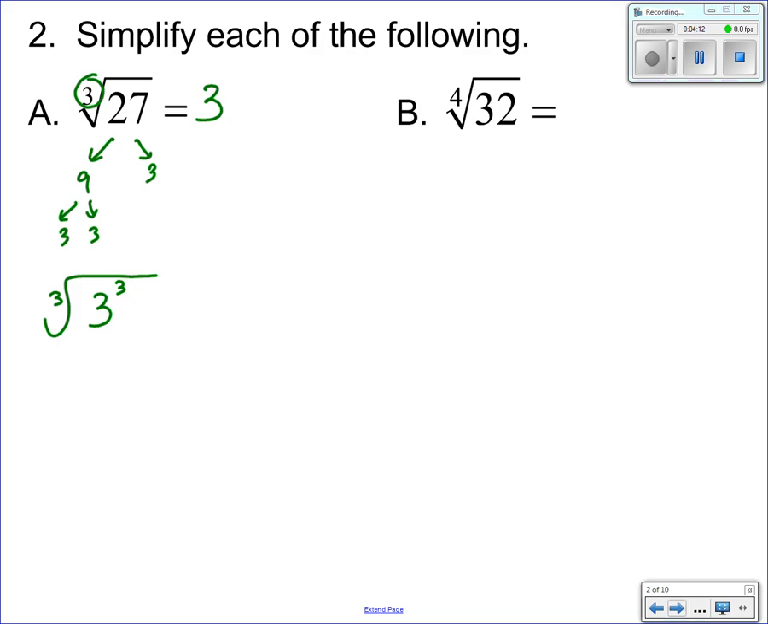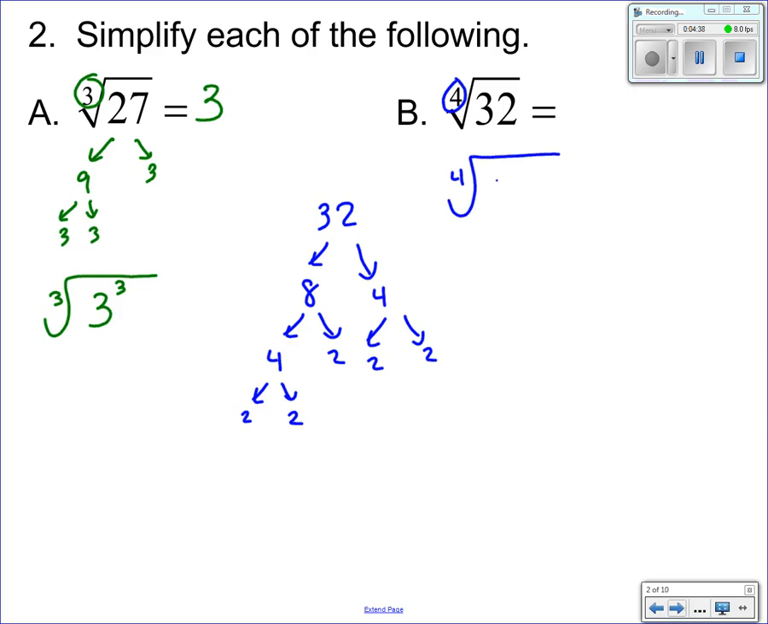Here, I need 4 of the same thing. I need something to the 4th power that's going to multiply to be 32. Well, let's break 32 down. 32 is 8 times 4. 8 is 4 times 2. 4 is 2 times 2. So 32 is 2 to the 1, 2, 3, 4, 5th power.